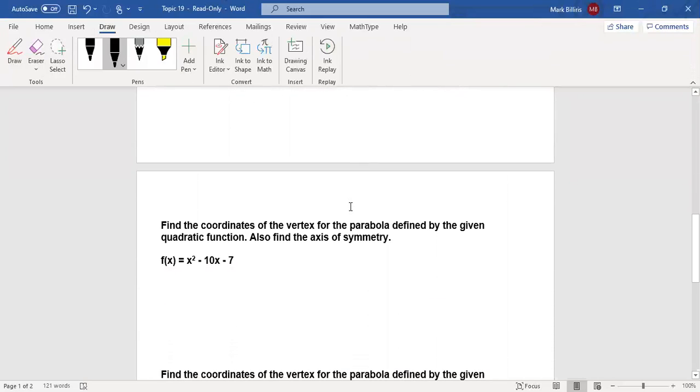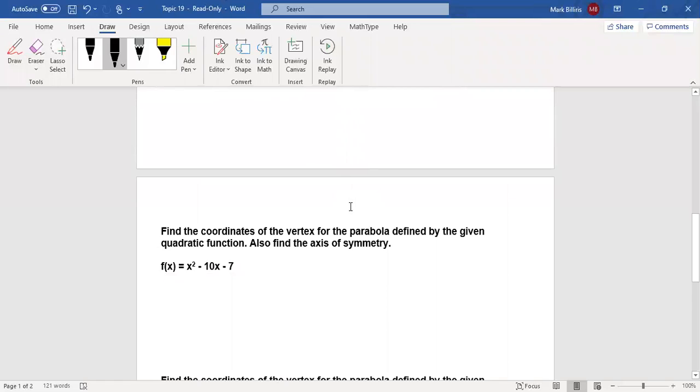Now we're going to find the coordinates of the vertex. Just to review the concept of a vertex, the vertex is the lowest or highest point of a parabola. So if our parabola is facing up, our vertex is our lowest point. And if our parabola is facing down, our vertex is our highest point.